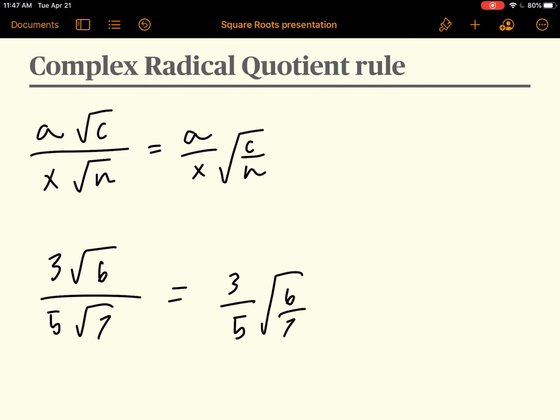Complex radical quotient rule says that a times the square root of c over x times the square root of n can equal a over x times the square root of c over n. The number example would be 3 times the square root of 6 over 5 times the square root of 7 would be 3 over 5 times the square root of 6 over 7.